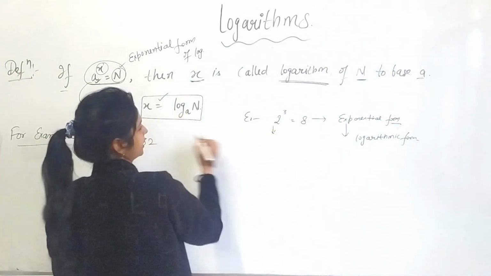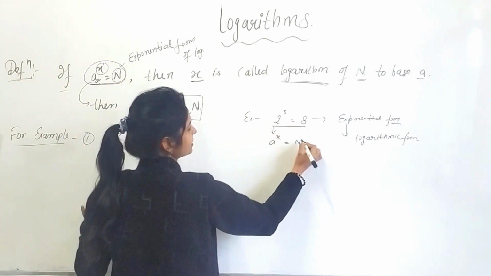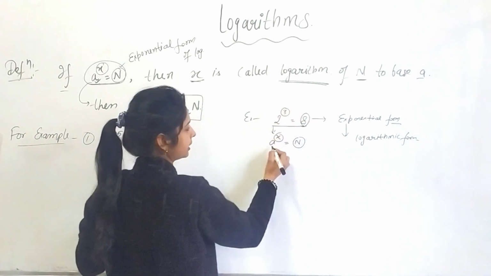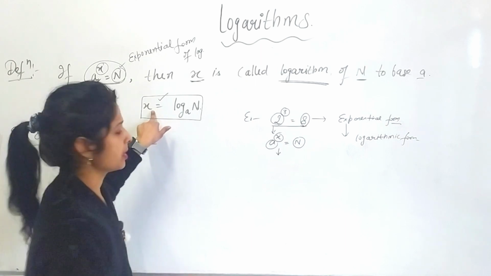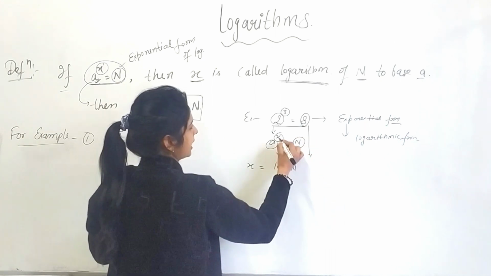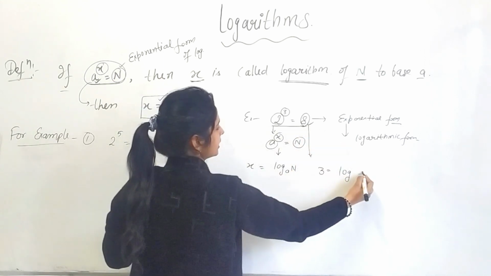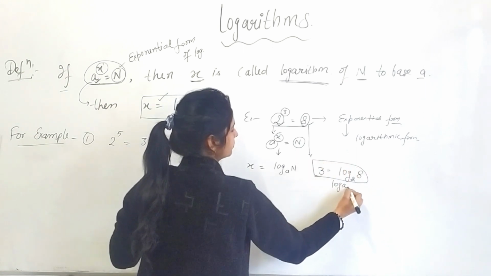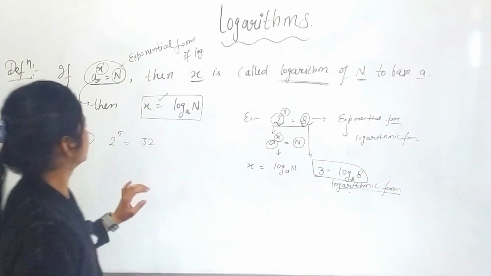Here we write x. As this is of the form a raised to the power x equal to n, here n is 8, x is 3 and the base is 2. So this can be written in the logarithm form like this. As x is equal to logarithm of n, x is 3, so 3 is equal to logarithm of 8 at the base 2. So this is called the logarithmic form.